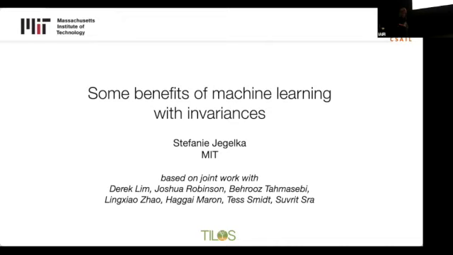I'm going to speak about invariances again. We had invariant sets, we had Tess's talk about equivariance. My talk is closer to Tess's talk. I'm going to talk about two different things: one example of how you can design an invariant neural network, and then some theoretical thoughts on how invariances actually can help you in learning better.